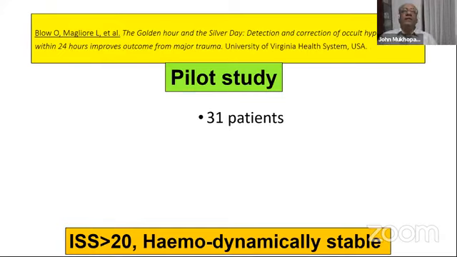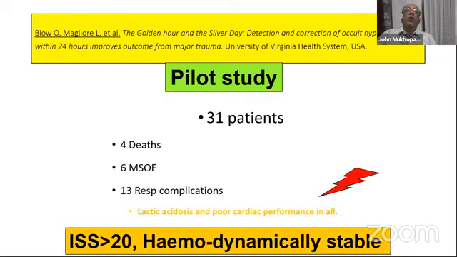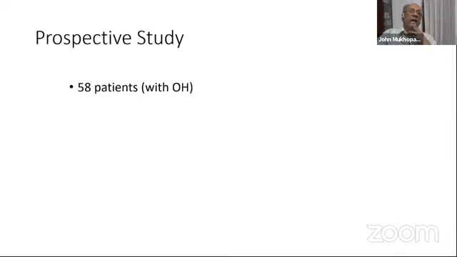So how do you deal with this? This pilot study by Blow and Magliori looked not just at the golden hour, but the silver day. So they looked at aggressively correcting the occult hypoperfusion within the 24 hours and to see if this improved the outcomes for major trauma patients. In the initial pilot studies, they had 31 patients who had raised lactic acid levels beyond 24 hours. In this group of 31 patients, they had 4 deaths, 6 multi-system organ failures, and 13 significant respiratory complications. And all these patients were otherwise hemodynamically stable.